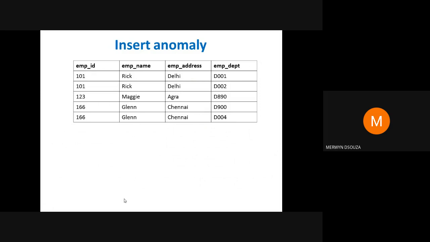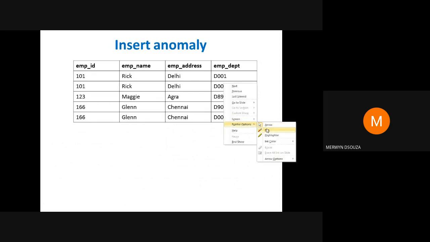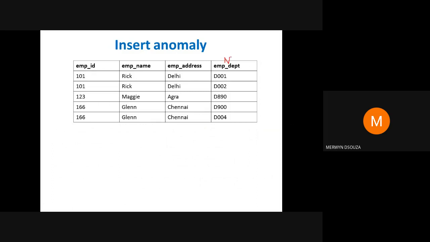Again, we are considering the same table. Consider that there is some trainee who is part of the company, and the trainee does not have a department number. The intern has been given an employee ID, has a name, has an address, but has not been assigned to any department. Suppose while designing the table, this column was defined as not null. It will not accept null values.